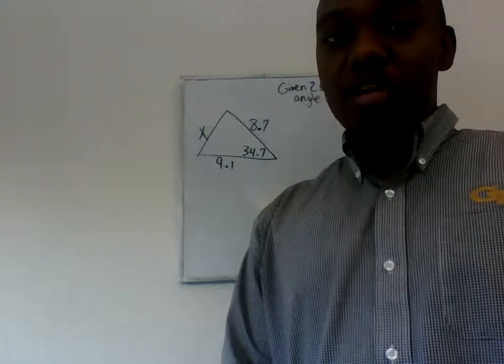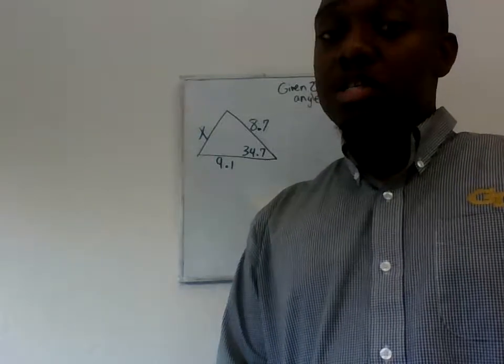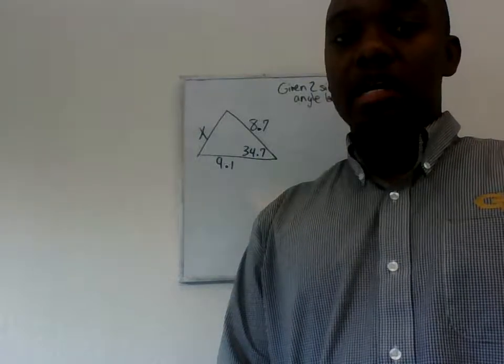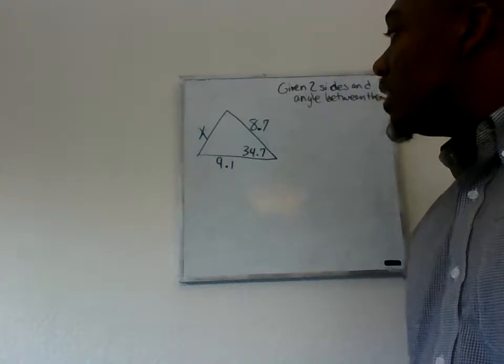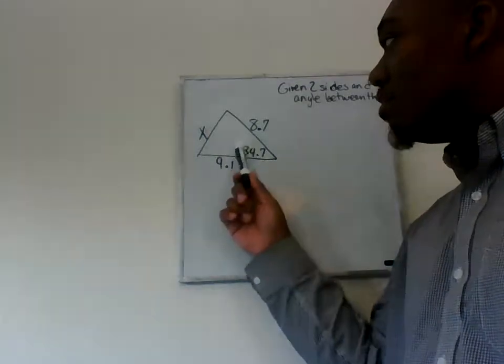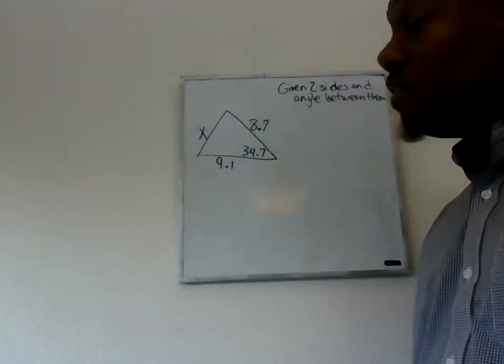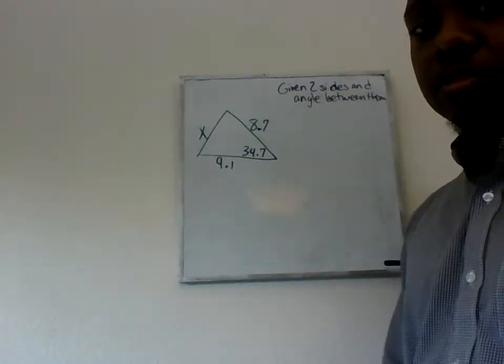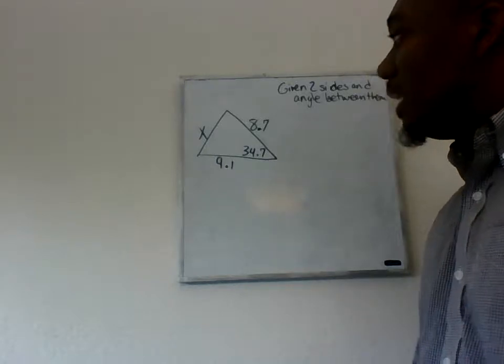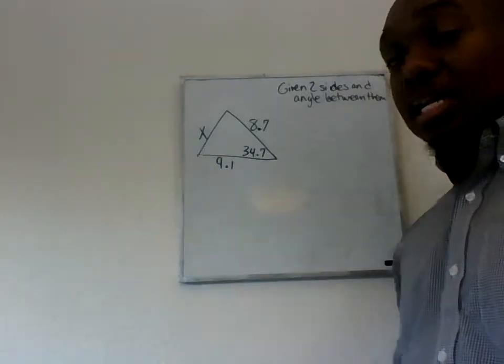All right, so today we're going to be looking at law of cosines and using it to find a missing side of a triangle. The way law of cosines works is that if you are given two sides and the angle in between those sides, you can find the third side, the side that's opposite of that angle. In this case, I have a triangle where the missing side is x.